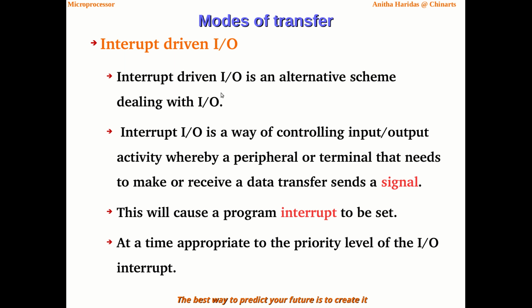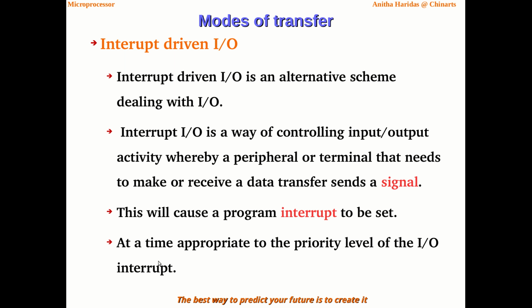the interrupt driven input output is the alternative scheme, or the second mode of data transfer, which is dealing with input output. The interrupt input output is a way of controlling input output activity whereby a peripheral or terminal that needs to make or receive data transfer sends a signal. So what happens now? The CPU is not going to check for the status. The device will be sending a signal to say that I am ready for the data transfer. So this will cause a program interrupt to be set.